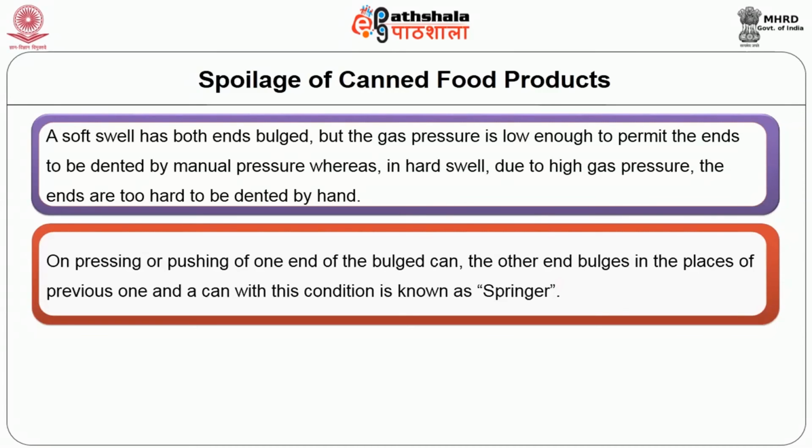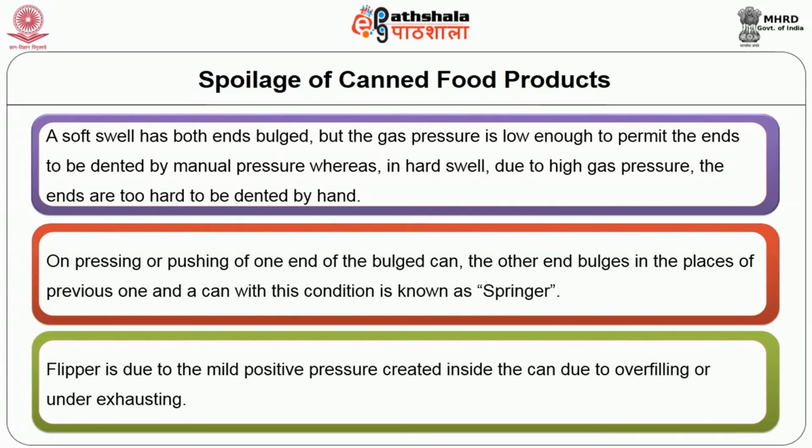Springer may be due to the initial stage of hydrogen swell or by overfilling of the cans or by insufficient exhausting. Product with this can condition is still fit for consumption. Flipper is due to the mild positive pressure created inside the can due to overfilling or under exhausting. The can may be of normal appearance, but if the end is struck sharply against a solid, it becomes convex and it can be pushed back to the normal condition by a little pressure.